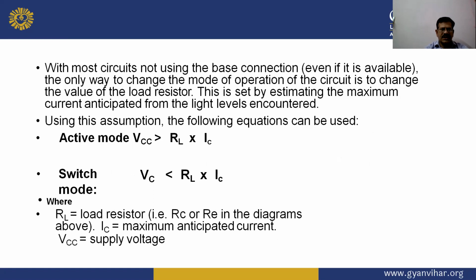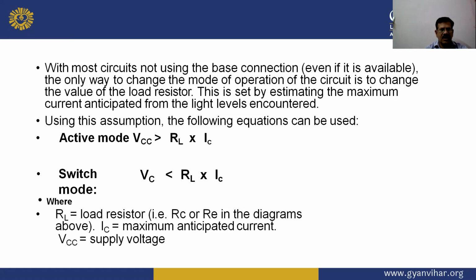With most circuits not using the base connection, even if it is available, the only way to change the mode of operation of the circuit is to change the value of the load resistor. This is set by estimating the maximum current anticipated from the light levels encountered. Using this assumption, the following equation can be used.